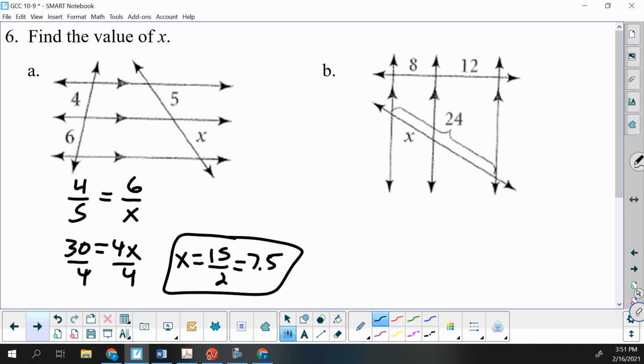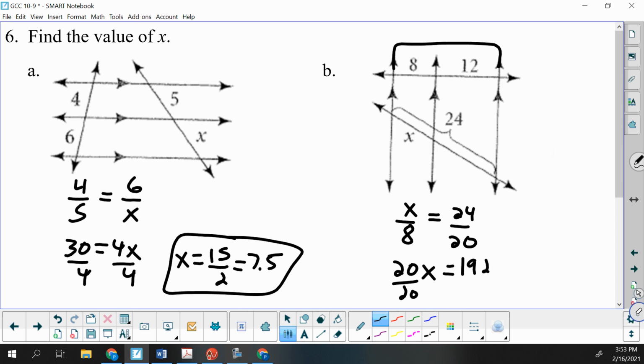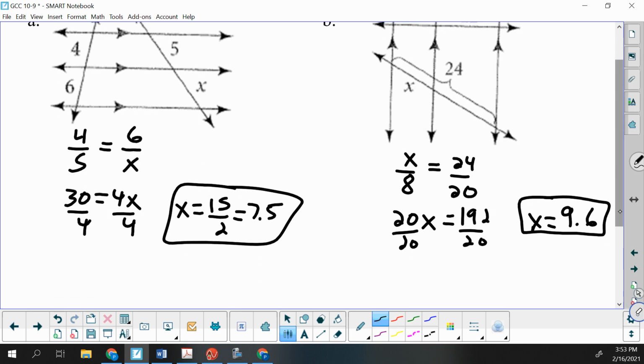Well, in this one, notice they're giving us the whole thing as 24. So you can do it with pairings. We're going to say x matches with 8, and then we're going to say 24 matches with this whole pairing here. So that would be 24 over 20. 20 times x gives us 20x. 8 times 24 will give us 192, and divide by 20, and that will give us, if you do it in decimal form, 9.6. That is a terminating decimal, so it's okay to leave it like that. Or if you had it in fraction form, that would be 48/5, and that would be fine as well.